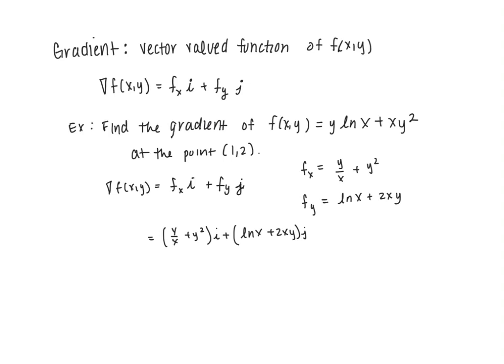The last thing we can do is plug in the values of x and y, 1 and 2. So this is going to be 2 over 1 plus 2 squared i plus natural log of 1 plus 2 times 1 times 2 j. So this becomes 6i, natural log of 1 is 0, plus 4j. And that's the gradient at the point (1, 2).